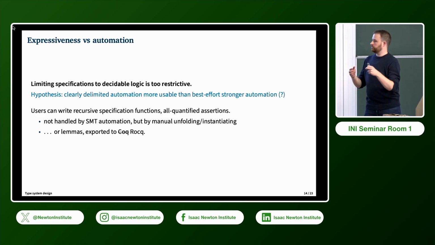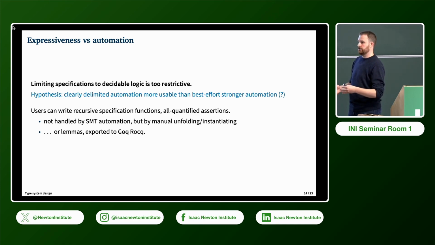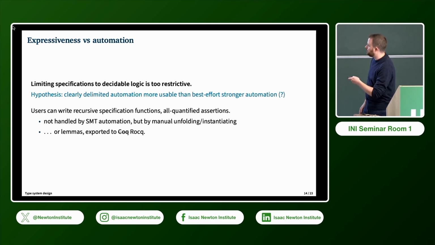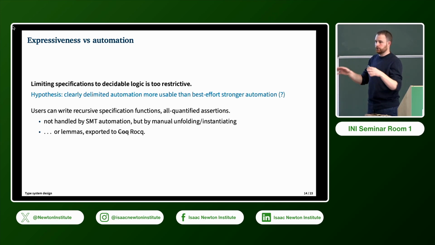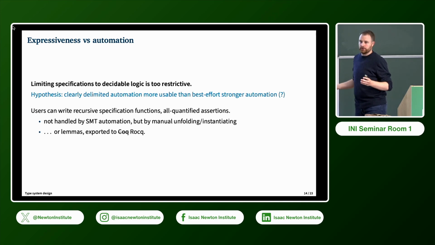And so what we're doing is carving out a particular part of the reasoning that you can do in the decidable SMT fragment, and we do that automatically, and the rest the user has to do manually. The hypothesis, and this is a bit different compared to other verification tools, is that maybe a clearly delimited envelope around the automation is more usable than best-effort but stronger automation. And we don't know yet whether that's true or not.